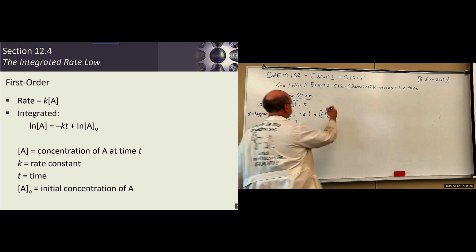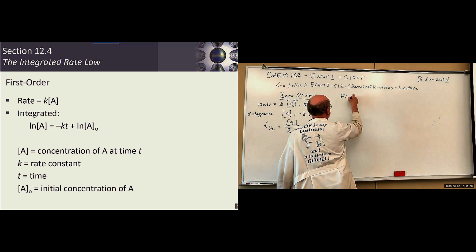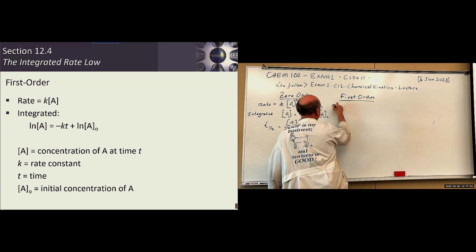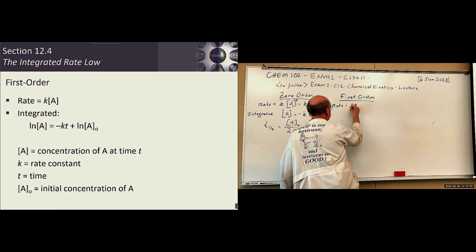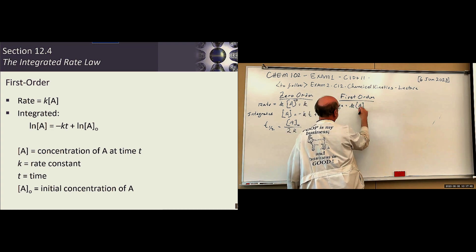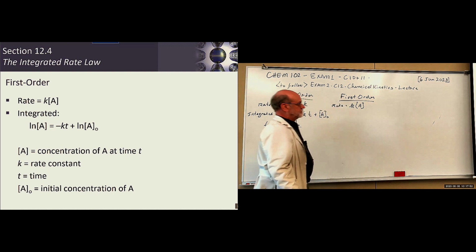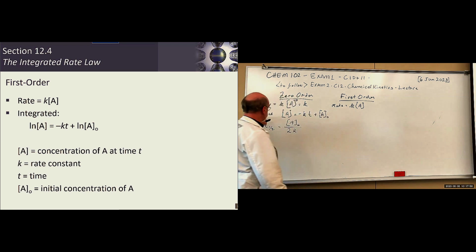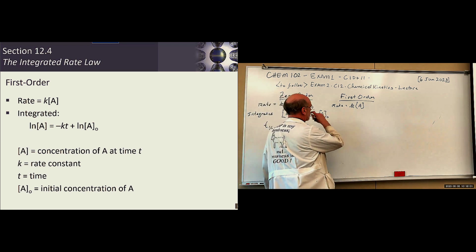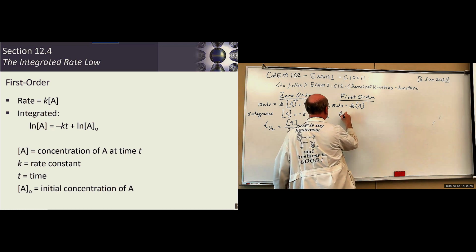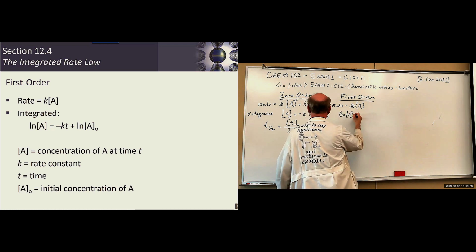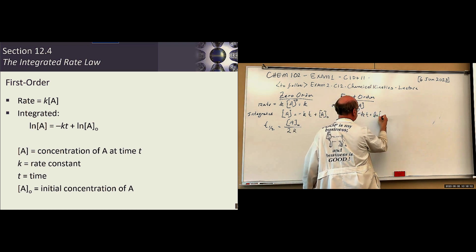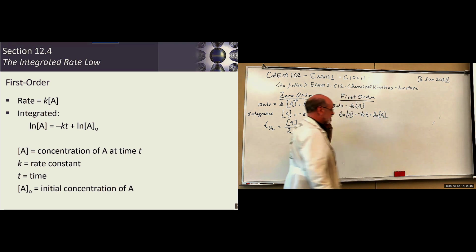Okay, first order now. In first order, the rate is equal to K, and then A to the first power, so we don't have to write it in. Right, and this is the differential rate law. The integrated rate law then would be, I think, the natural log of A equals negative K times T plus the natural log of A0. So it's a log function.